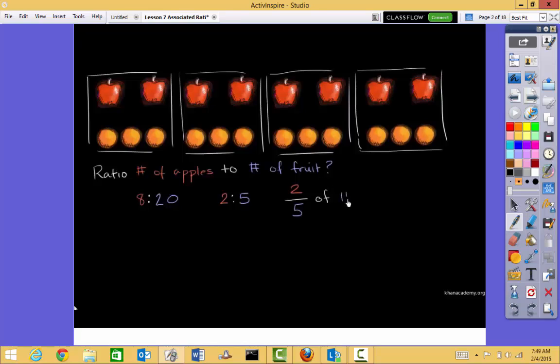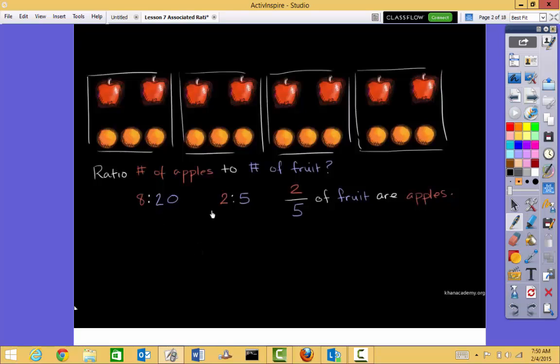of the number of fruit, I guess I could say, is equal to the number of apples. Or let me just say 2/5 of fruit, if we're just speaking in more typical terms. 2/5 of fruit are apples. So once again, this is introducing another way of representing ratios.